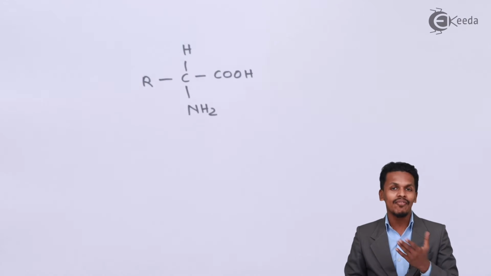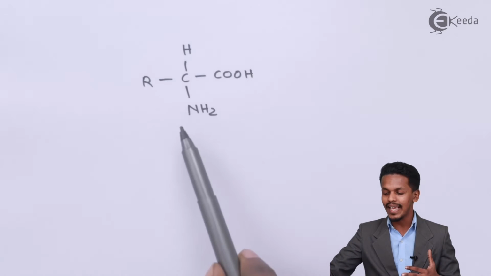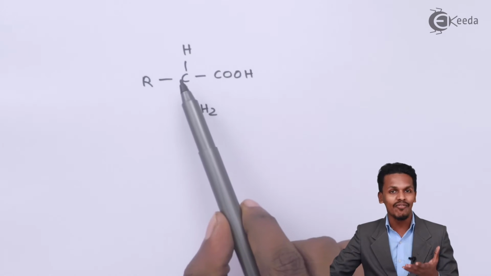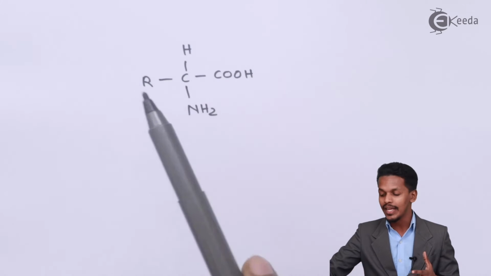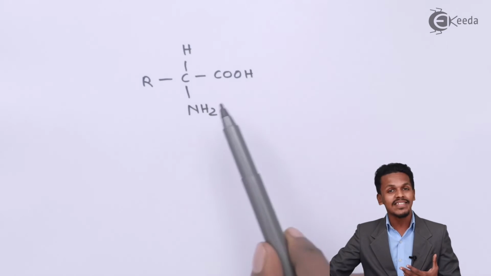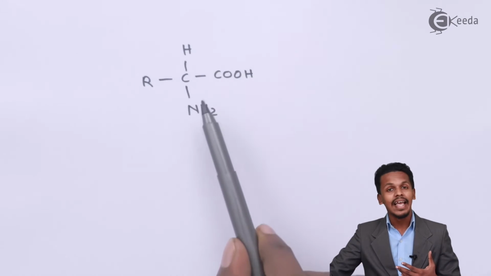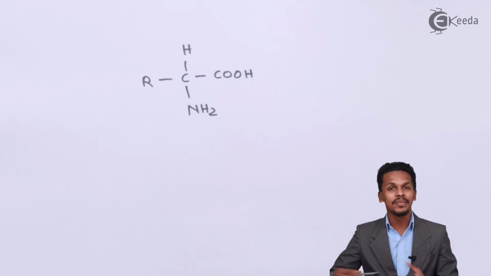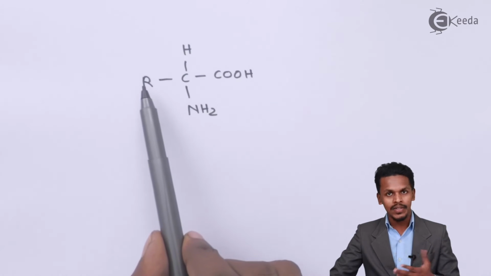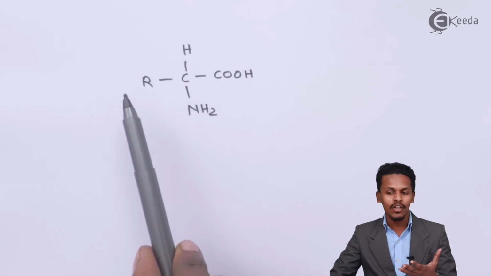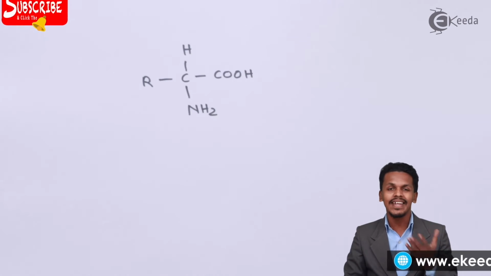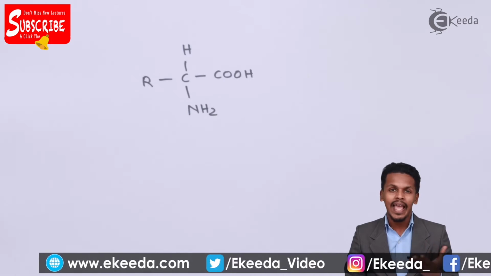And why is the name alpha amino acid? Because, as you can understand, the amino group is attached to the alpha carbon atom, that's the reason for alpha amino, and this is itself a carboxylic acid derivative, and that's the reason the name is alpha amino acid. Talking about the R group, it could be an alkyl group or any cyclic group. So based on that, let me give you certain examples related to the alpha amino acid.